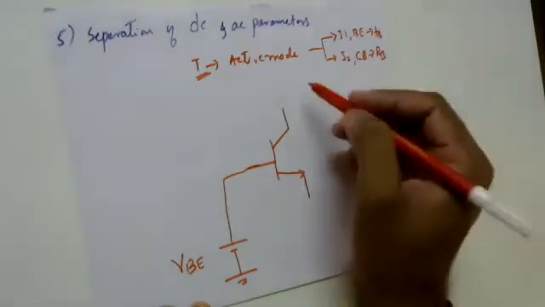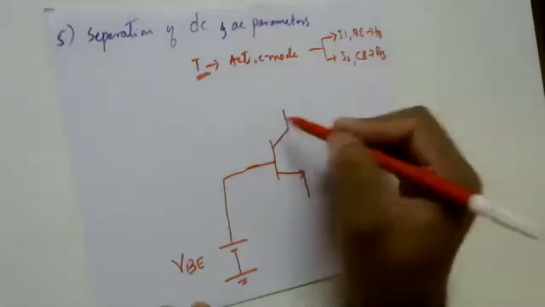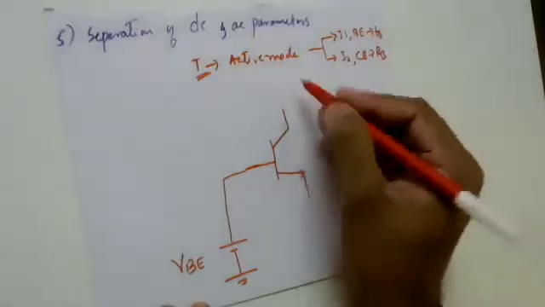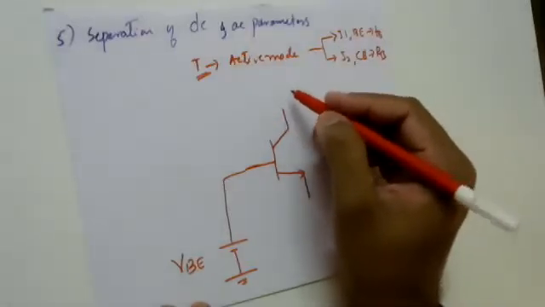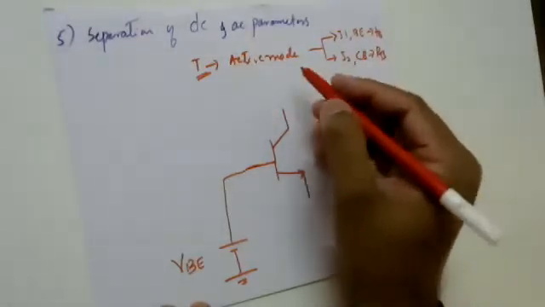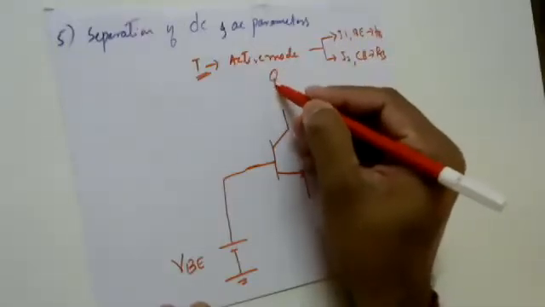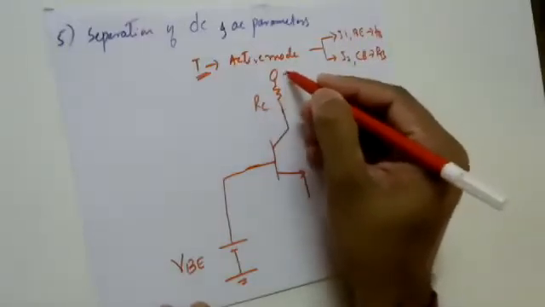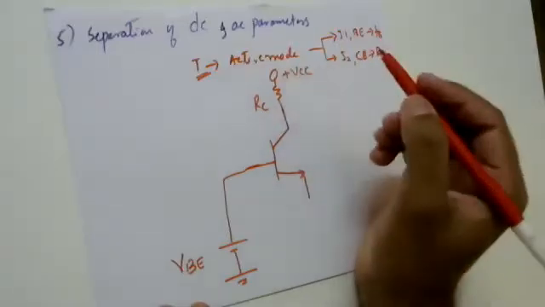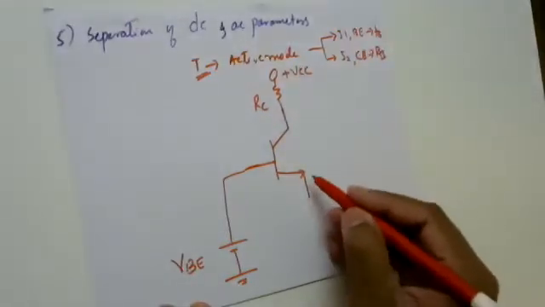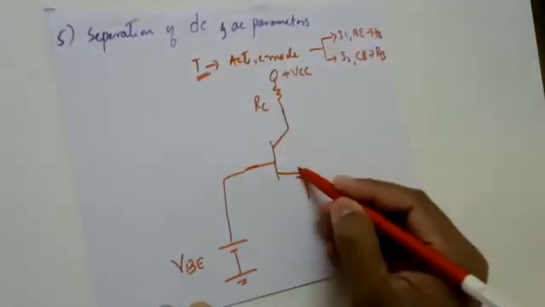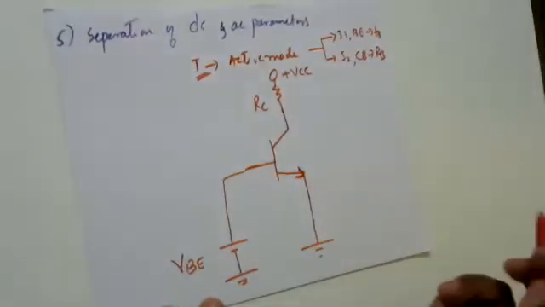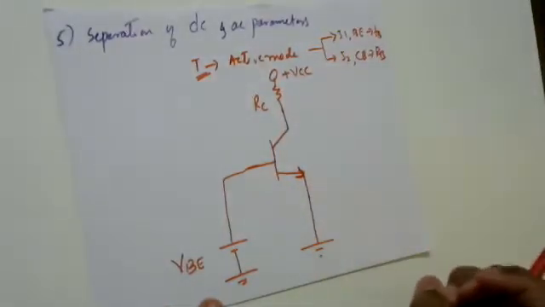Then next I need to reverse bias the collector to emitter terminal. To reverse bias this collector to emitter terminal, I'll be using VCC via RC. So this is my RC and this is positive VCC. And the emitter will be grounded. So this is my emitter terminal, and this will be grounded.